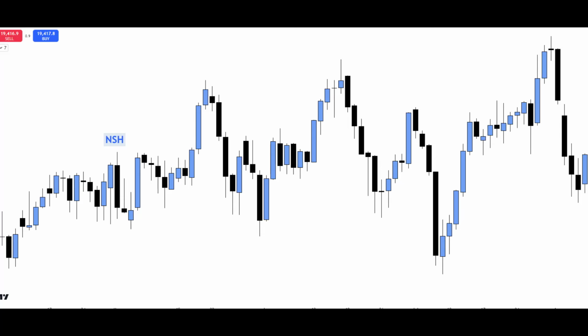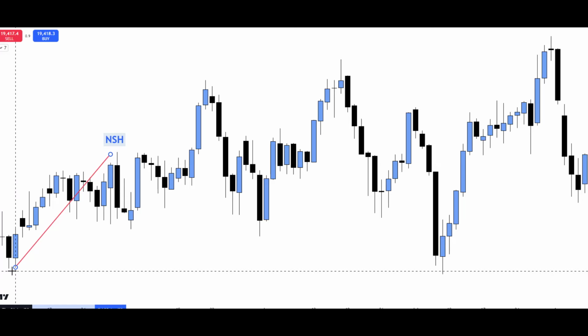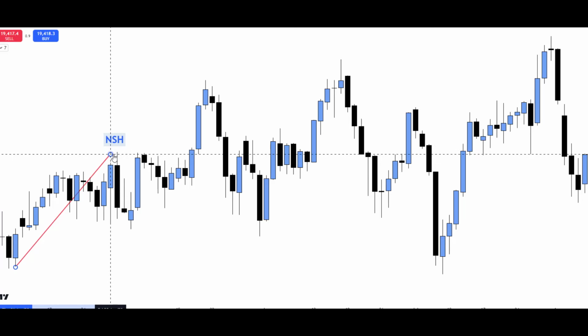Right, we're just going to jump into one last example, and I'm going to give you one final little tip. I want you to imagine that we are in a bullish trend. We've had our initial high, we've had our pullback, and now we've put in this new structure high.